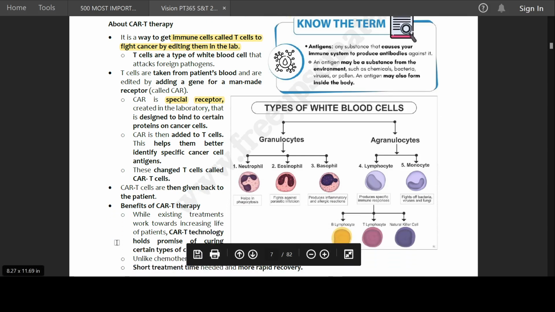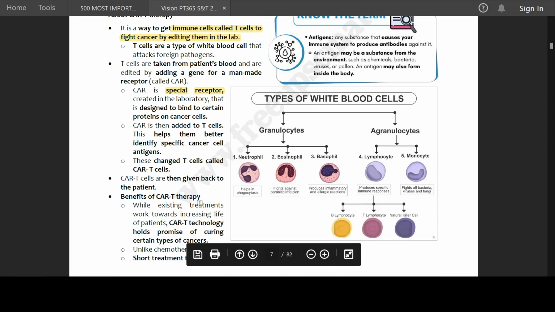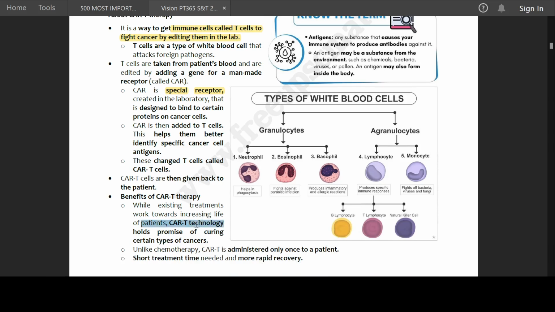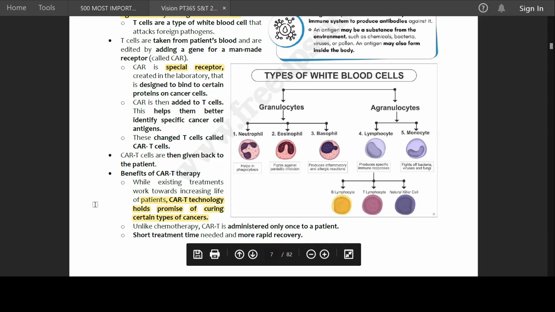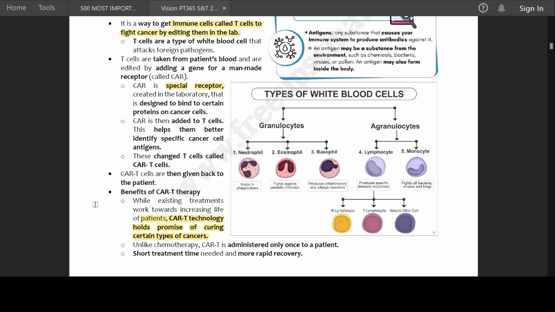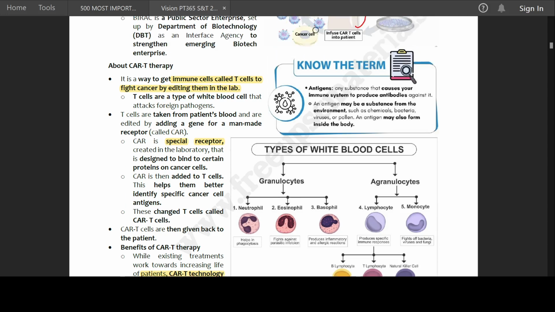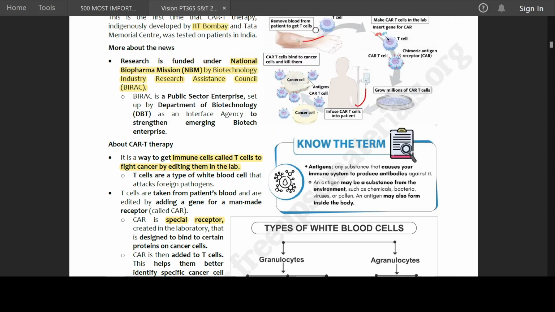Benefits of the CAR T therapy. While existing treatments work towards increasing the life of patients, CAR-T technology holds promise of curing certain types of cancers. Unlike chemotherapy, CAR-T is administered only once to a patient. Short treatment time needed and more rapid recovery through CAR-T. Okay. For this, let's see, it's almost easy to understand.